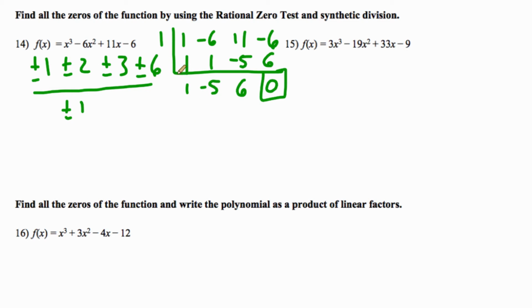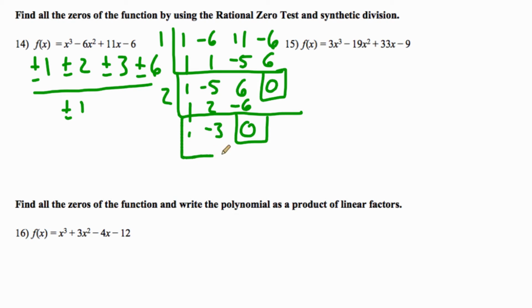Now instead of starting all the way over, we're just going to continue off of this one. And again, we're going to randomly pick a number off of our list and see if it works. I'm going to pick 2, drop the 1 down. 1 times 2 is 2. Add these together, we get -3. 2 times -3 is -6. And we get another 0 as the remainder. So that means 2 also works.